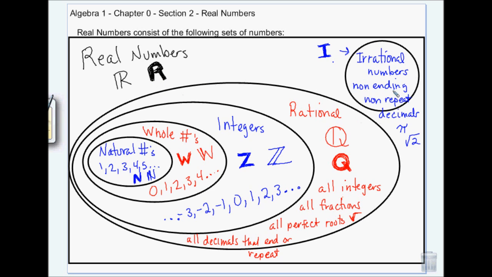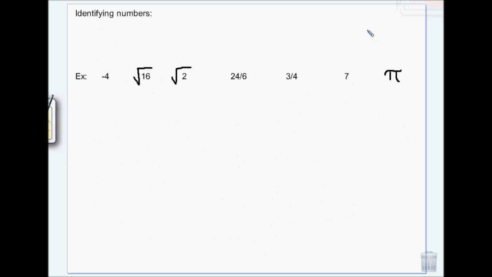But they're the crazy cousin, the weirdo family member that is part of your family and you love them, but they don't really fit exactly. So in identifying numbers, some of them are easy, some of them we need to do something with first.